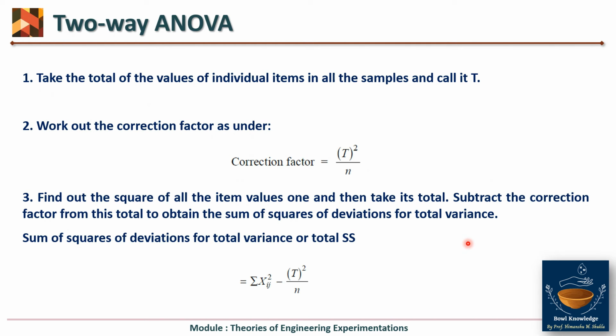So here some other terminology is used which you can also use for one-way ANOVA, but I intentionally did not use this terminology in one-way ANOVA because that particular method is quite simple to understand. So what is step number one in two-way ANOVA? First you take the total of all the values in all the samples.